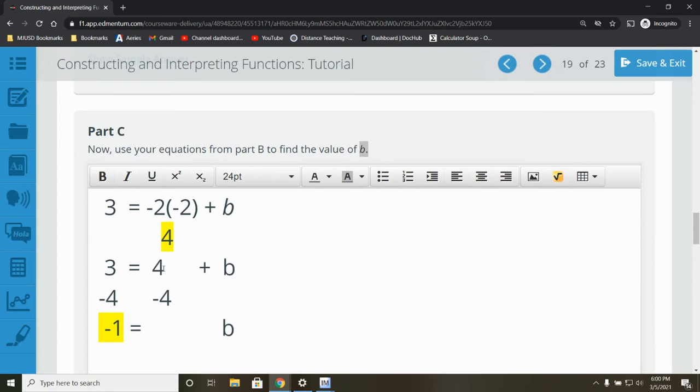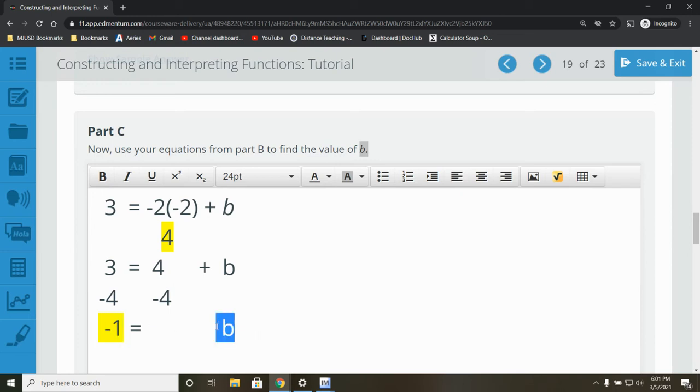So 3 equals 4 plus b. Remember, what we do to one side of the equation to get the variable by itself, we do to the other side of the equation. So we get rid of this 4 to get the variable by itself. 4 minus 4 zeroes that out. That's why there's no number here. 3 minus 4, what we do to one side, we have to do to the other. 3 minus 4 is negative 1.